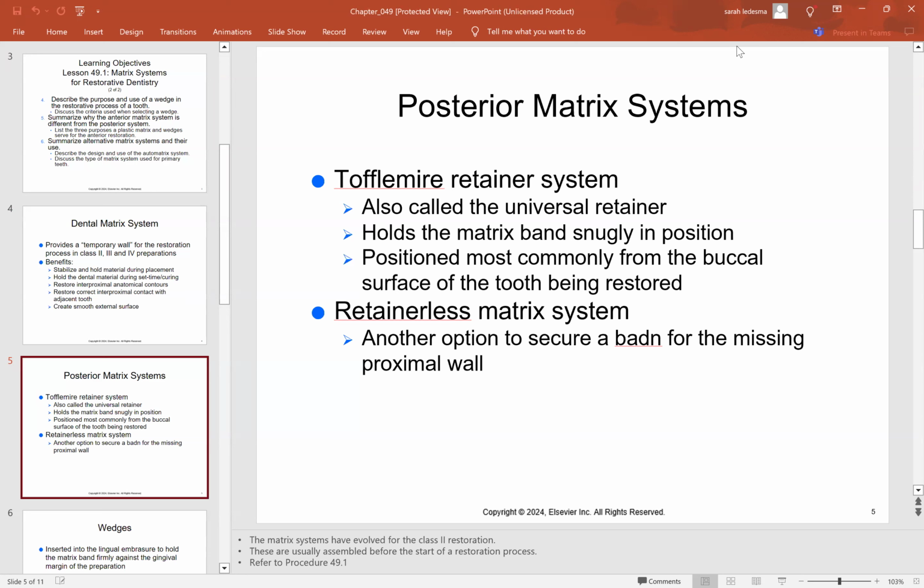We also have the option of a retainerless matrix system. This secures the band for the missing proximal wall without the retainer.